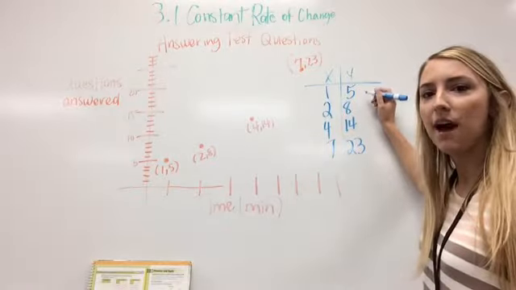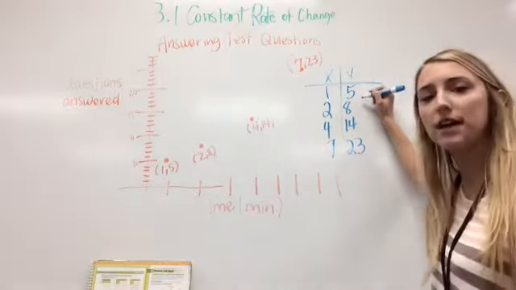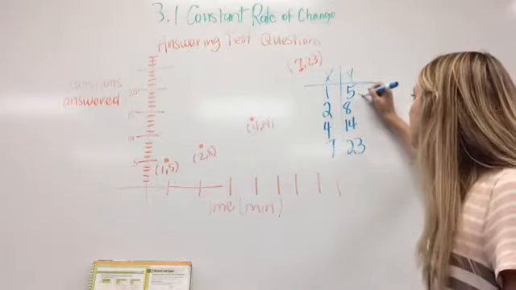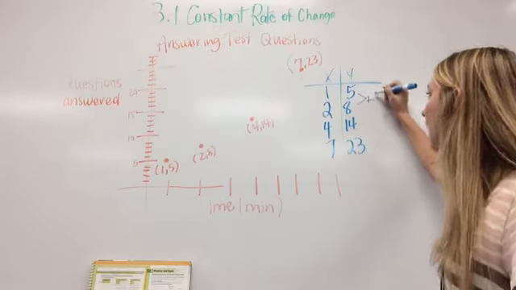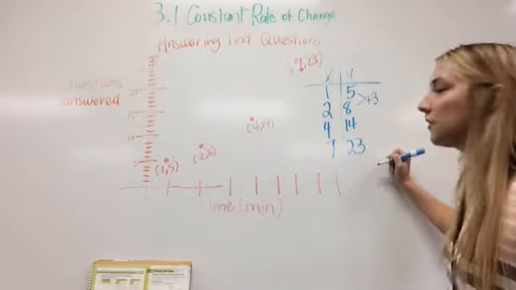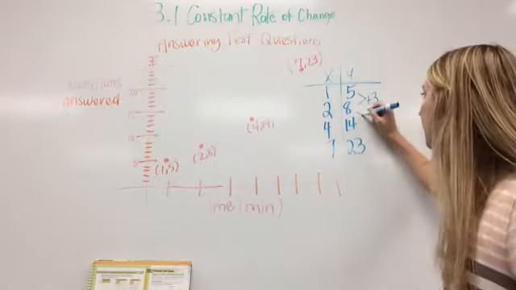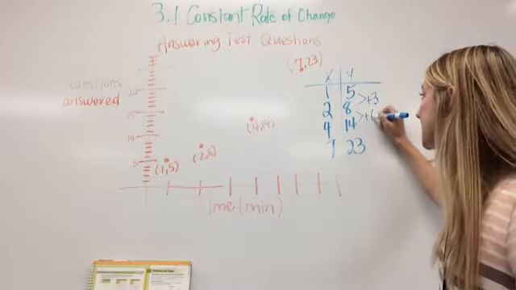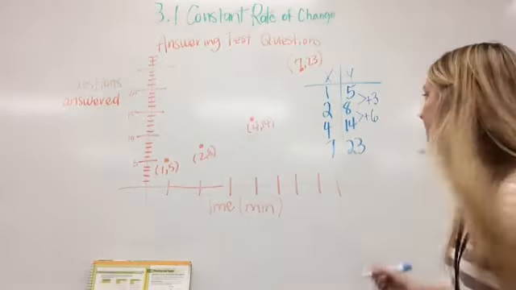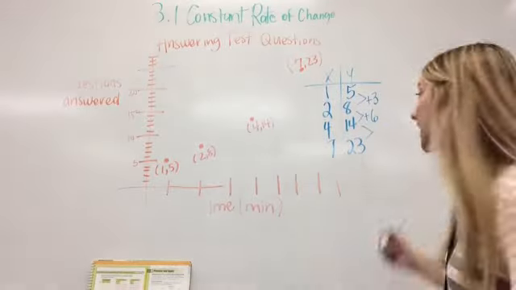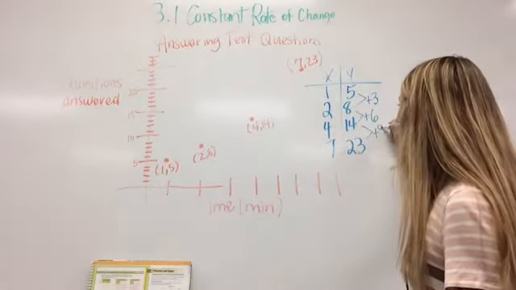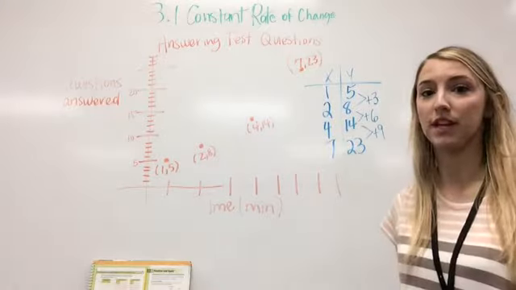First, I'm going to start with my y's again. I'm going to find out how much they're increasing or decreasing. So from 5 to 8, how did I get there? I added 3. 5 plus 3 is 8. From 8 to 14, how did I get there? I added 6. 8 plus 6 is 14. From 14 to 23, how did I get there? I added 9. 14 plus 9 is 23.